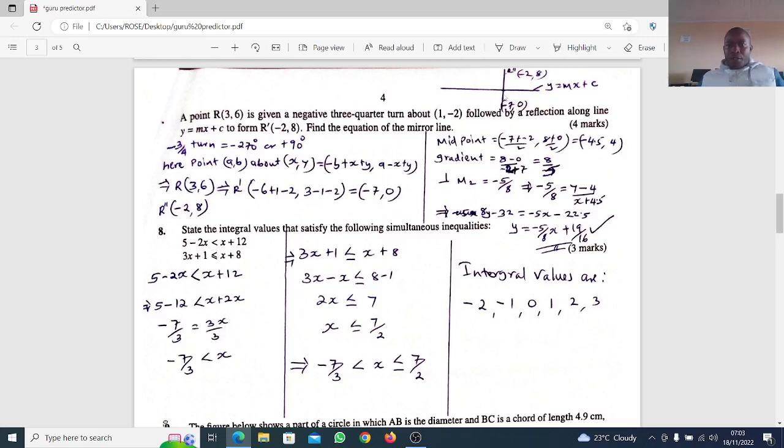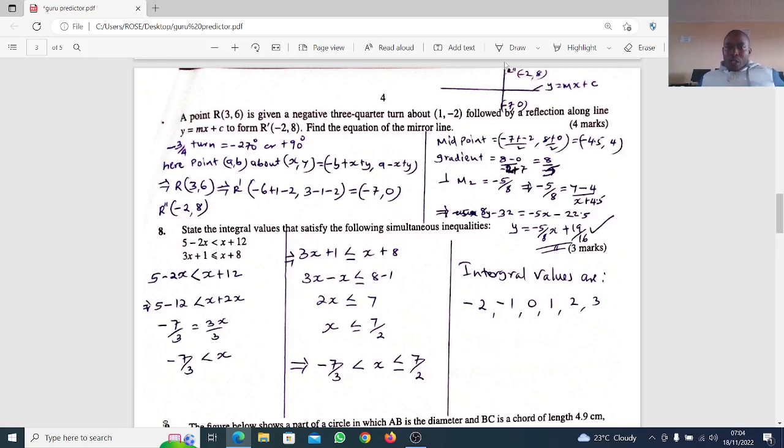First of all, we can find the midpoint, because the midpoint is the point through which the line of reflection will pass. The midpoint is ((x1 + x2)/2, (y1 + y2)/2), that is ((-7 + -2)/2, (8 + 0)/2), which gives you (-9/2, 4), that is (-4.5, 4). That is where the line of reflection will pass through.